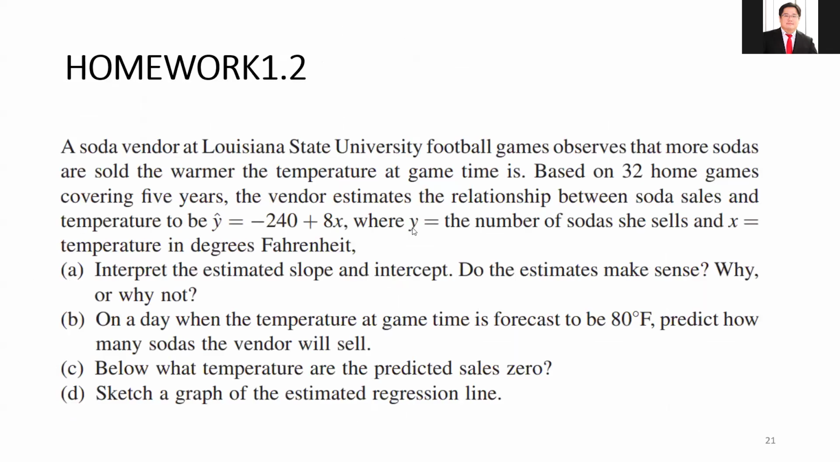Second homework, this is for understanding. A soda vendor observes that more soda is sold the warmer the temperature at the game is. Based on 32 home games, they estimate the relationship between soda sales and temperature: sales equals minus 240 plus 8x. A, please interpret the slope and intercept. Do the estimates make sense? Why or why not? Let's discuss.